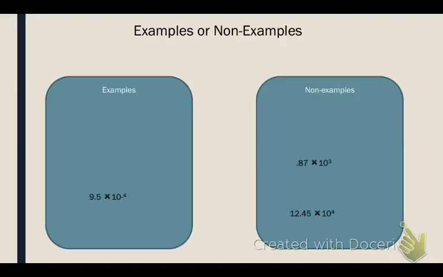Another common one that sometimes throws kids off would be if you had something like 2.45 plus 10 to the sixth. On a standardized test, sometimes they sneak in values like this because it's addition here, not multiplication.